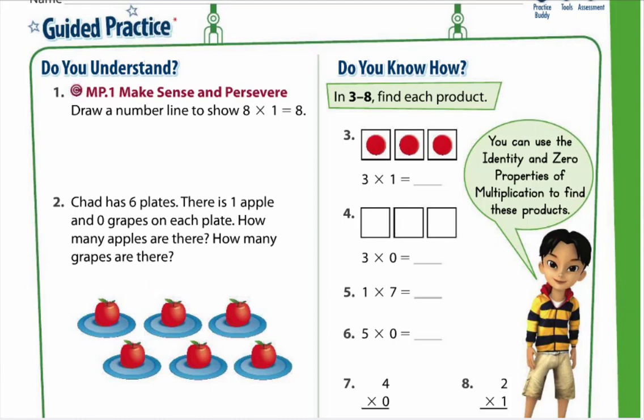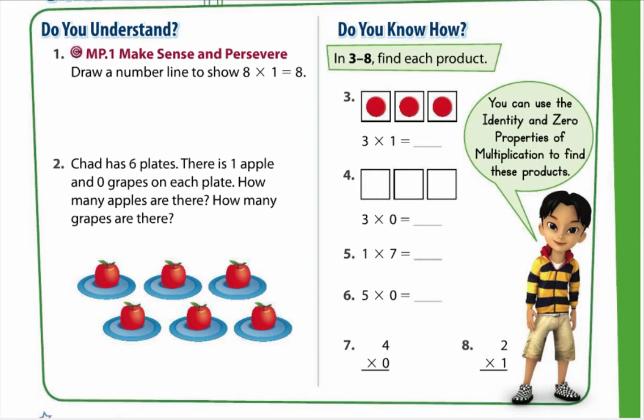Here in the next question we have, okay, let me read the question first. Chad has 6 plates, as you can see in the picture. There is 1 apple and 0 crabs on each plate. So 1 apple and 0 crabs in each of the 6 plates. Who's using the mic? How many apples are there? So he's asking about the number of apples. And also, how many crabs are there?